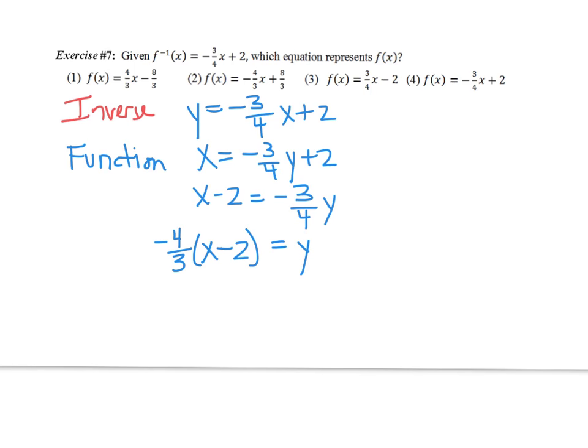I'm going to have to go ahead and distribute that negative 4/3, so I get y is equal to negative 4/3 x, and then multiply negative 4/3 times negative 2, and that gives us positive 8/3. So the choice that we are going to pick is choice number 2. We could also take that answer and go through the process again by switching the x and the y and solving for y, and make sure that we get back to the original function that we were given, which happened to be the inverse function.